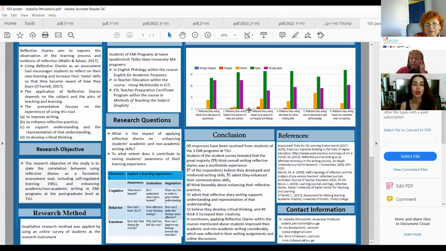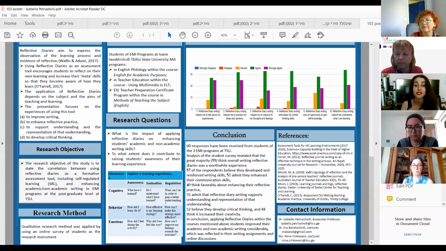The absolute majority were assessing the course and the tool as a very fruitful, noteworthy and worthwhile experience for them. The respondents believed that they developed and reinforced their writing skills. They admitted that they enhanced their communication skills within this tool. They also favorably thought that they were enhancing reflective practice, etc.